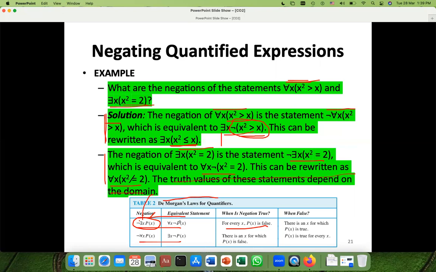Okay, now think over it. What is it saying? It is saying for all x, p of x is... previously, without negation, if p of x is true, you are making that true into false with this negation.